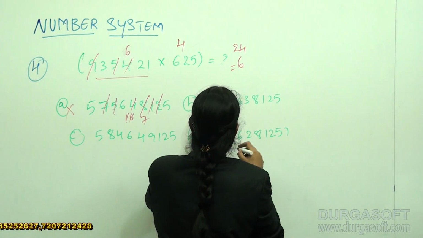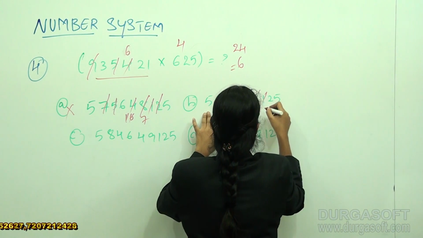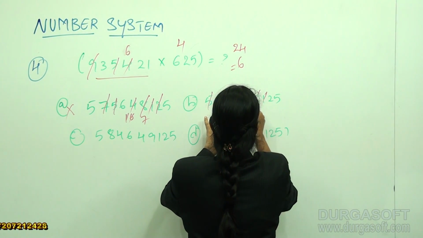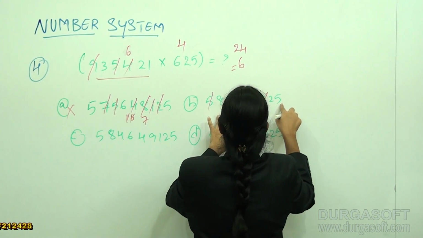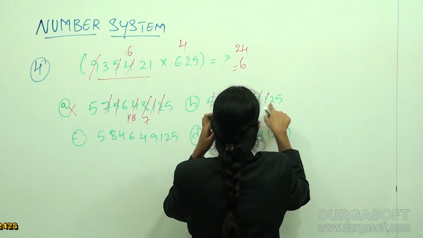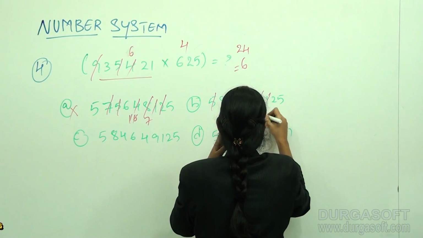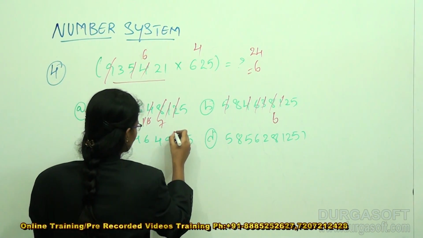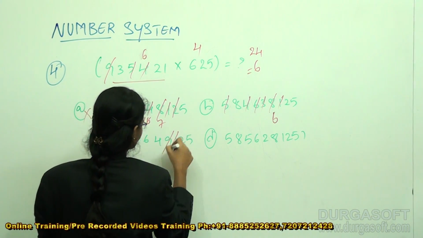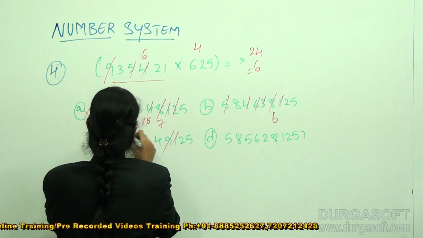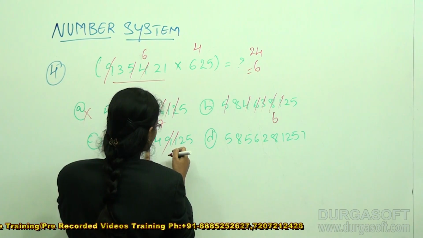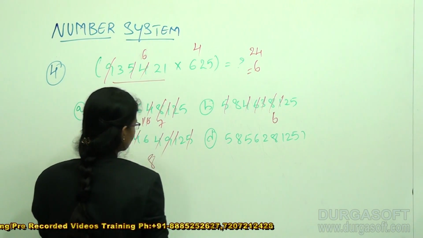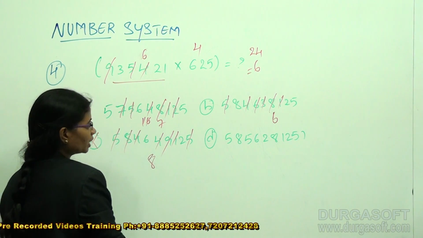So if you come here, 9, and 10, 15, that is giving me 6. So this may be my answer. So let's see here, 9, 6 and 5, 9. So it is giving me 8. So this may not be my answer.